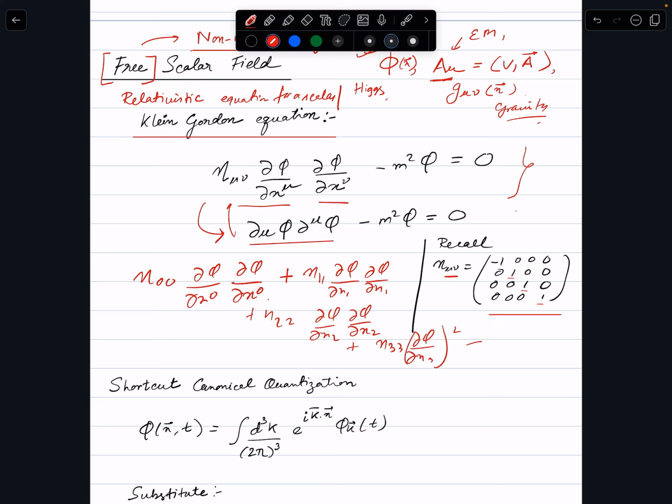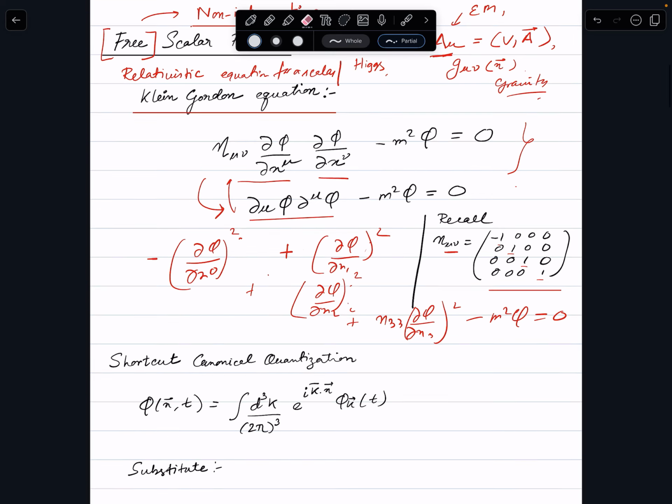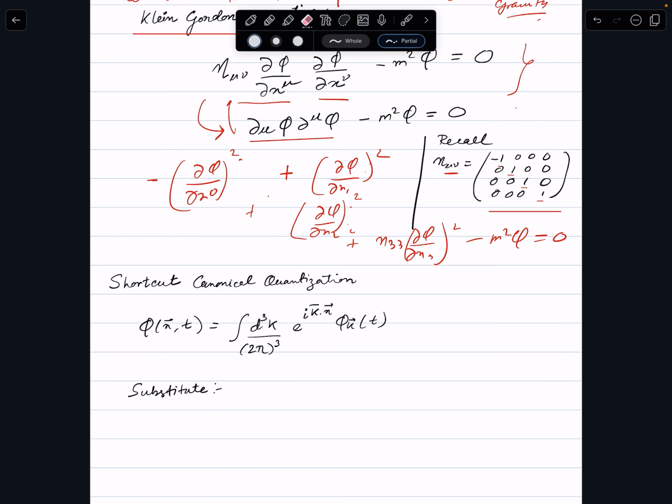Square, minus m square phi is 0, and this is minus 1. This is 1, and then I can write this as square. This is 1. Okay, so this is really the equation that we are looking at here, as you all knew already. Now we want to quantize the theory.